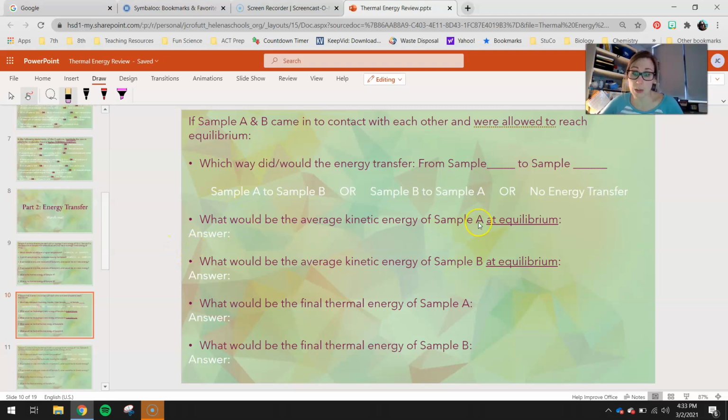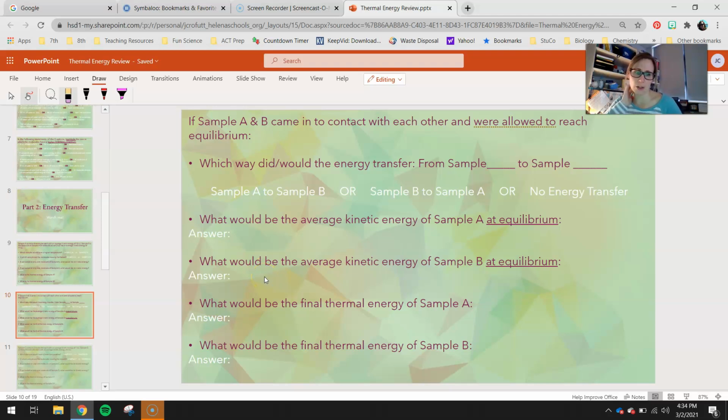And then what would be at equilibrium? The average kinetic energy of sample A. So if you looked at one molecule in sample A at equilibrium, what would be its average kinetic energy? Hint for you guys, it should be the same as this right here. What would be the average kinetic energy of sample B? If you have different answers here, you're not at equilibrium. You guys got to keep moving some of your energy cubes around.